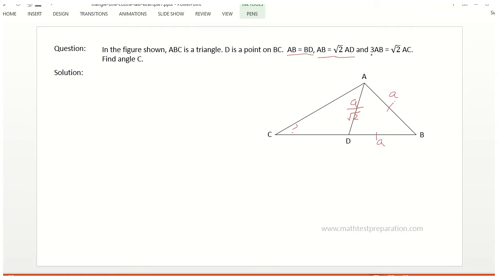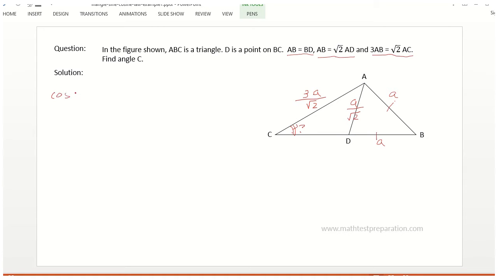And we are given 3 times AB equals square root 2 times AC. So AC equals 3 times AB divided by square root 2. So AC equals 3 times AB, and AB is A, divided by square root 2. And we are asked for the angle C. We apply cosine law to the triangle ABD.